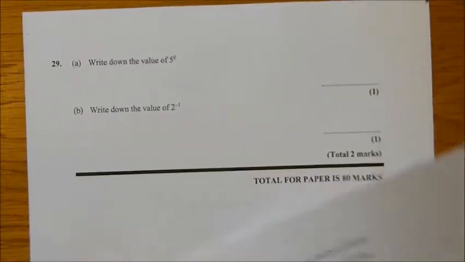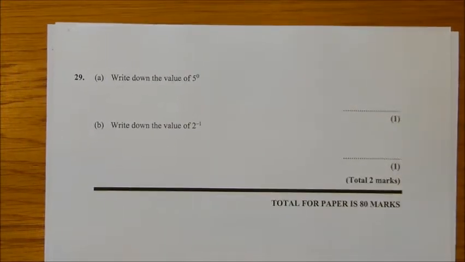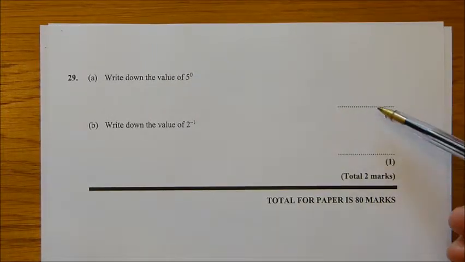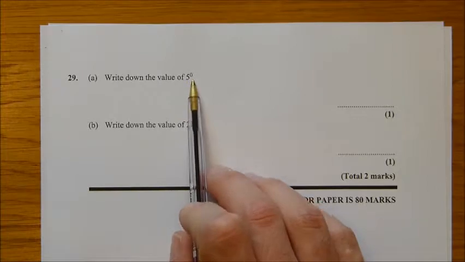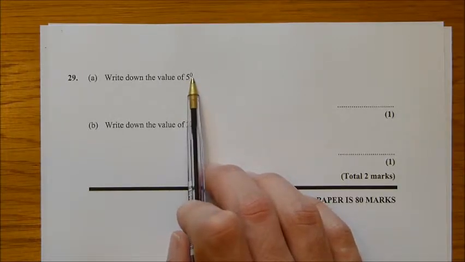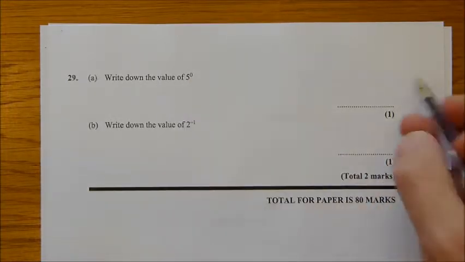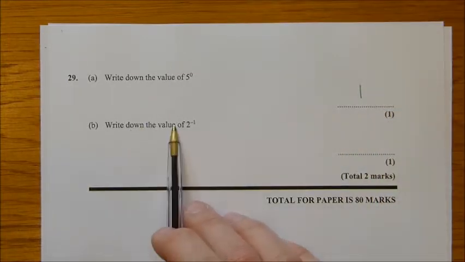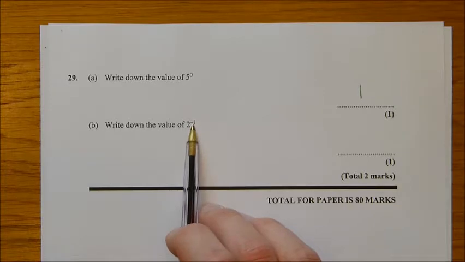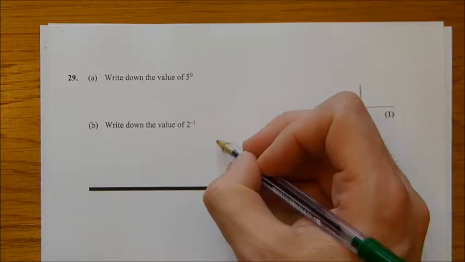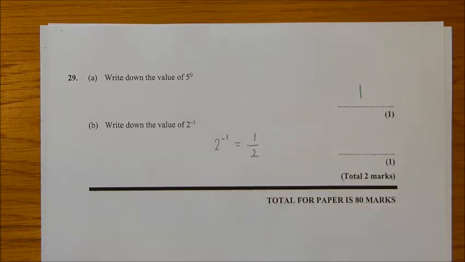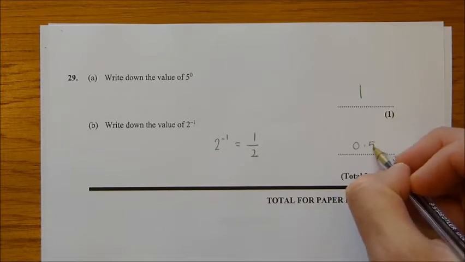And last but not least, number 29. Write down the value of 5 to the power of 0. We should know that anything to the power of 0 is always the same number, it's 1. 1 mark. Write down the value of 2 to the power of -1, while 2 to the power of -1 is just another way of writing 1/2. And 1/2, a half, we know is 0.5.